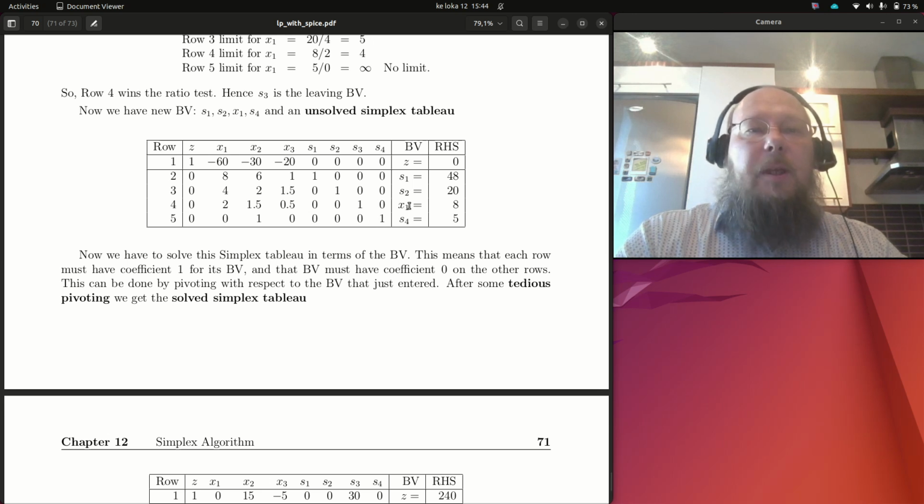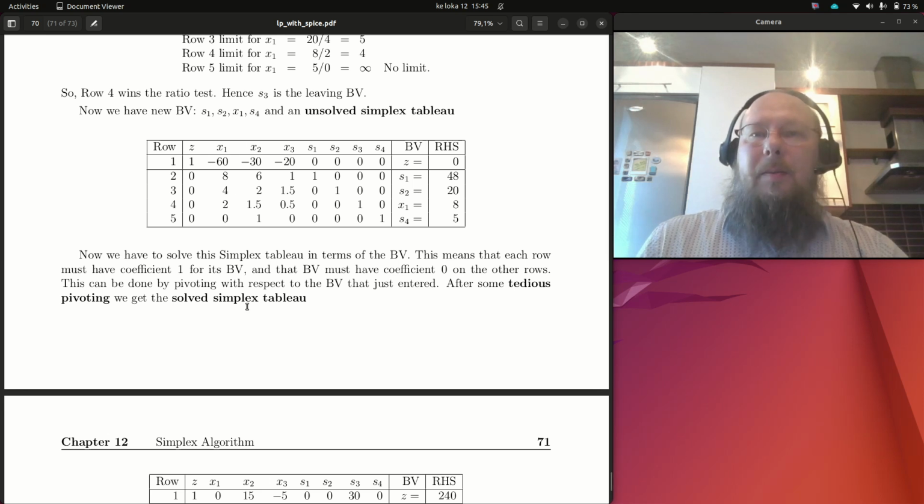But x1, that's not solved. So x1 here appears in all the rows except row 5. So we have to have here 0, here 0, here 0, here 1, and here 0 in this table. And how do you do it? This is the part that I have omitted in the notes, and this is a tedious calculation, sorry about that.